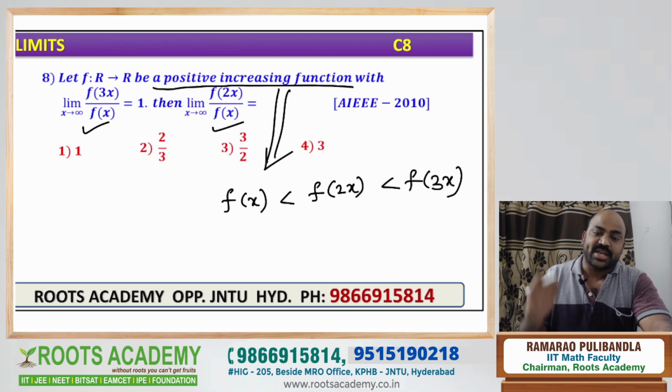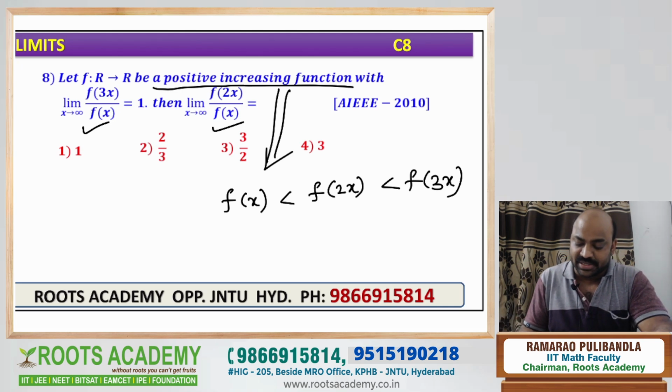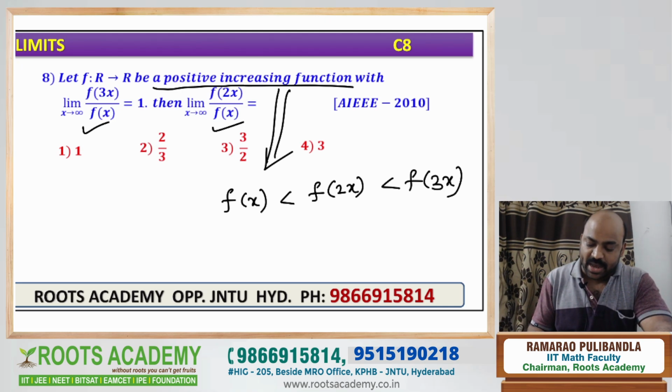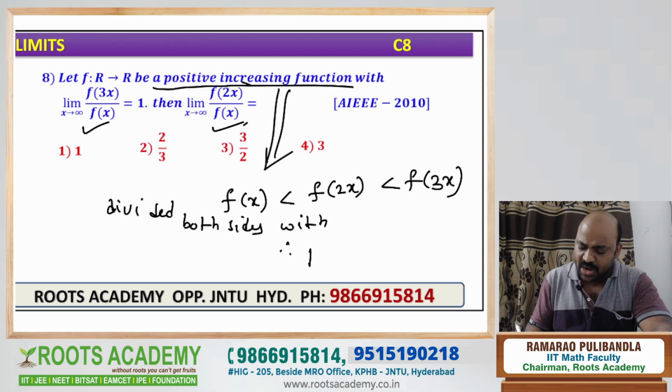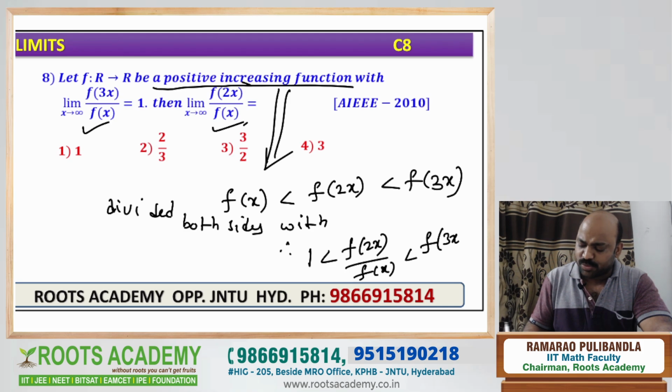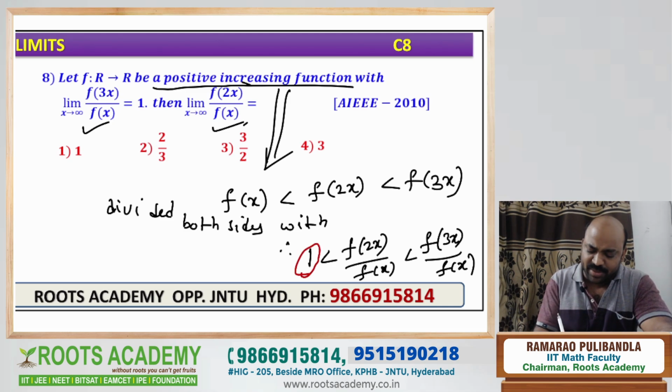Now, as x is increasing, my value of limit is also increasing. Look here, I need f of 2x by f of x. So divide both sides by f of x. Therefore, this will become 1 less than f of 2x by f of x less than f of 3x by f of x. Is it required to do the research by one side limit? If you know, that will be the answer.